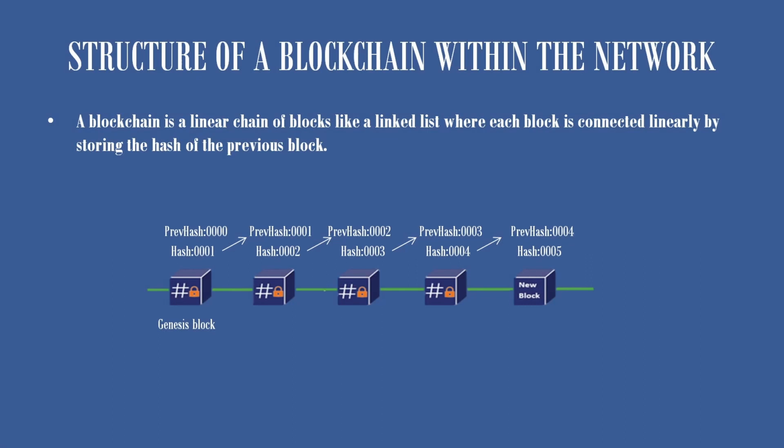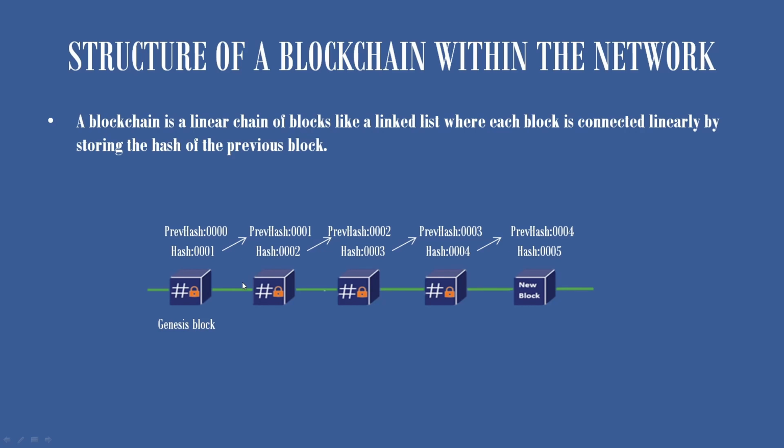Okay, so now the structure of a blockchain within the network. A blockchain is a linear chain of blocks like a linked list, where each block is connected linearly by storing the hash of the previous block. So, what's a hash? A hash is like a digital fingerprint. Like every one of us has a unique fingerprint, similarly, the block also consists of a unique fingerprint known as the hash. And here you can see that every block consists of its hash and the hash of the previous block, known as the previous hash.